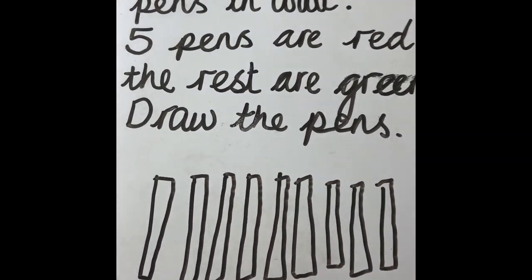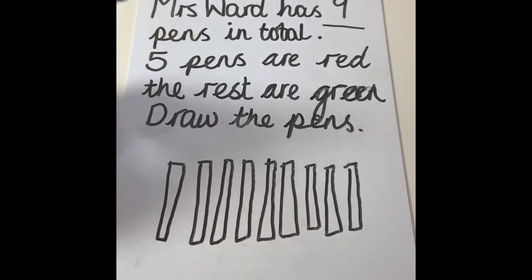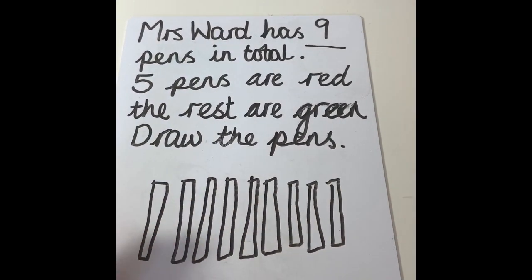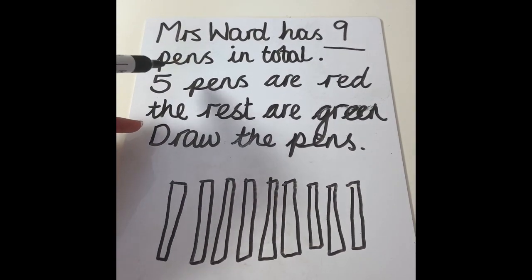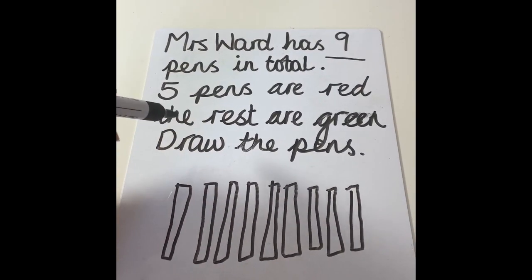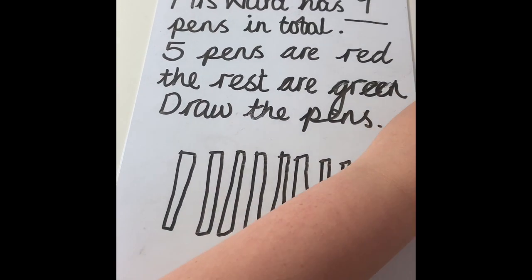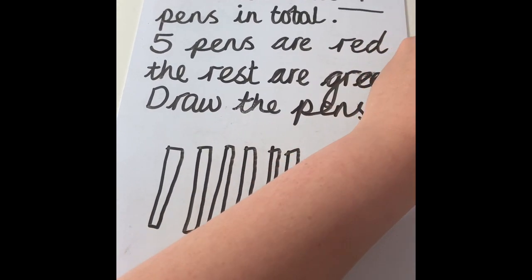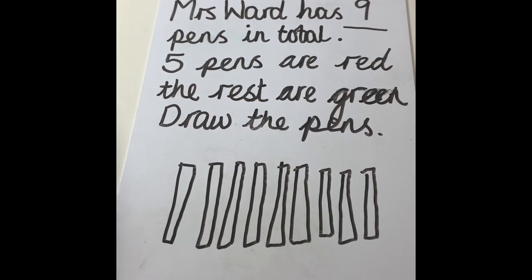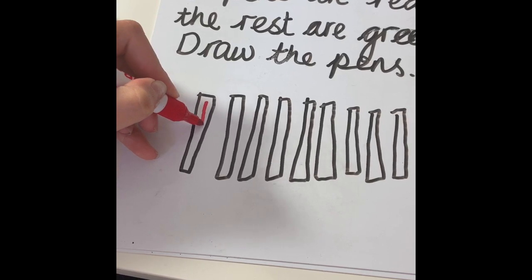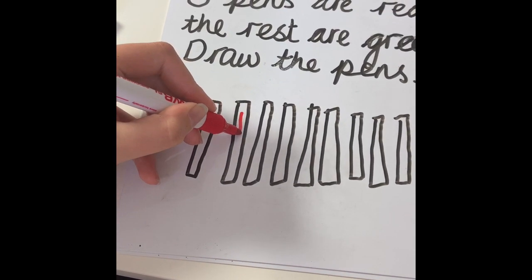9 pens. They're my pens. They're not amazing pens, but they'll do. So Mrs. Ward has 9 pens in total. So I've drawn my 9 because I know there are 9 altogether. 5 pens are red. The rest are green. So I now know the whole and 1 part. So I can already colour in, or I'm just going to draw like a nice line. 5.